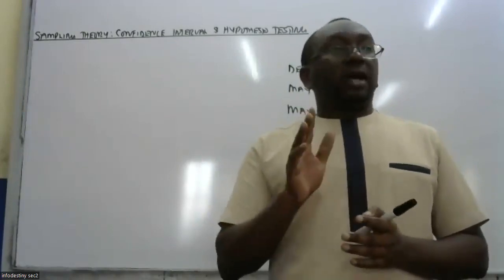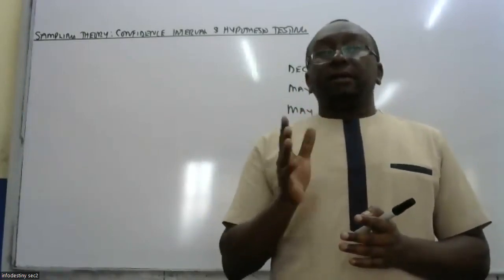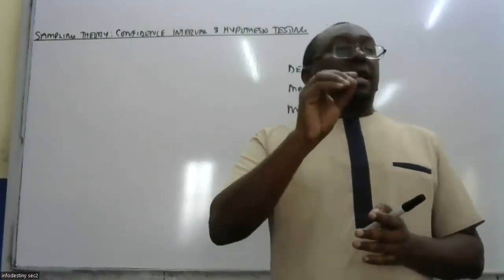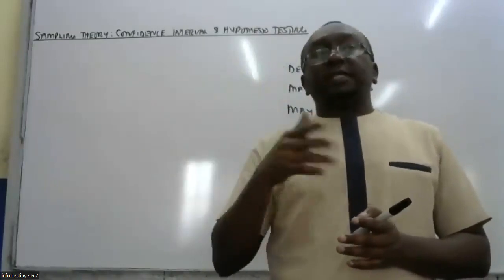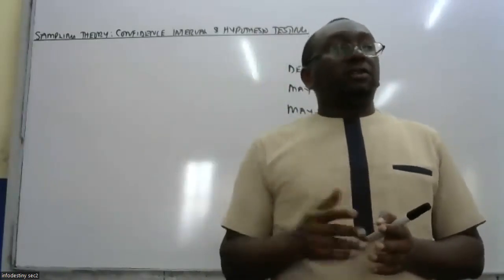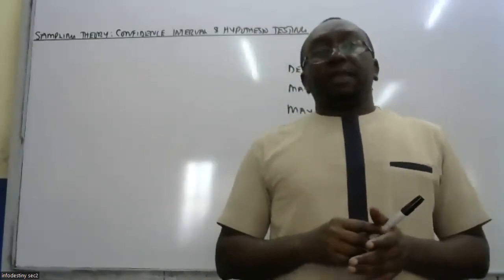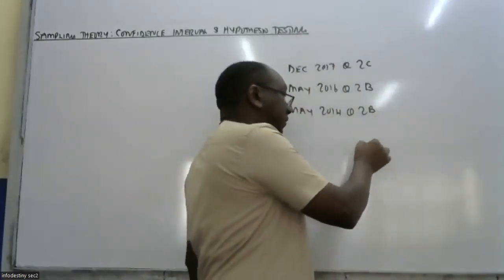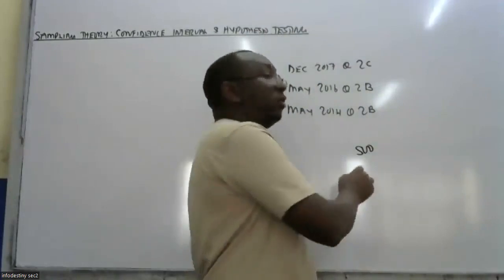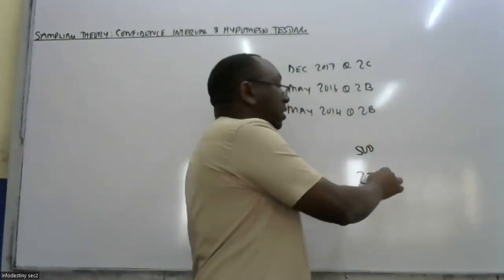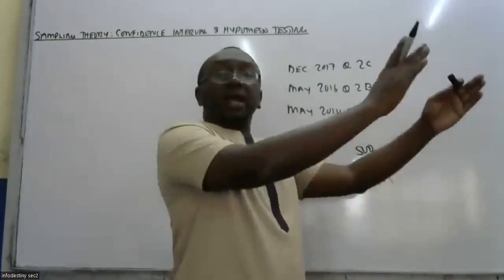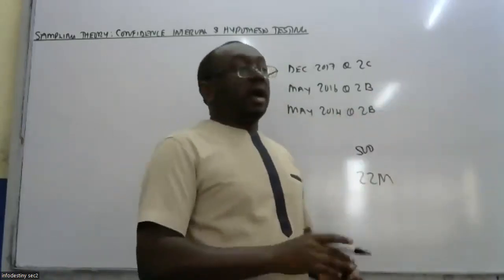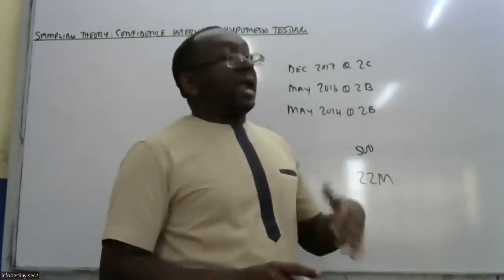Kuna mtu alipigiwa simu akauliza utapiga kura na nani? But we are all voters. So what they were doing, they were just talking to a few guys, less than 2,000. Some of them could even talk to less than 500. And when they get the views of the 500 Kenyan voters, they now tell us the whole 22 or 21 million voters watapiga kura namna hii. So that is what we call sampling and estimation.